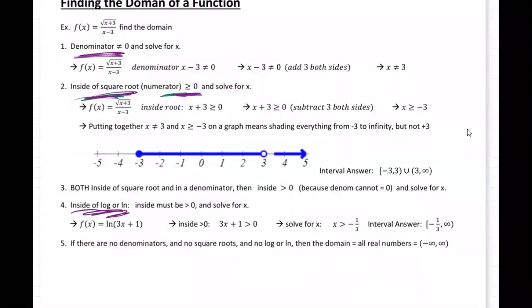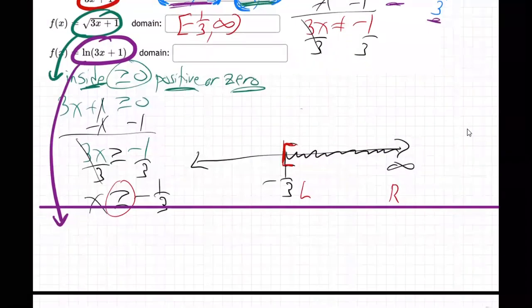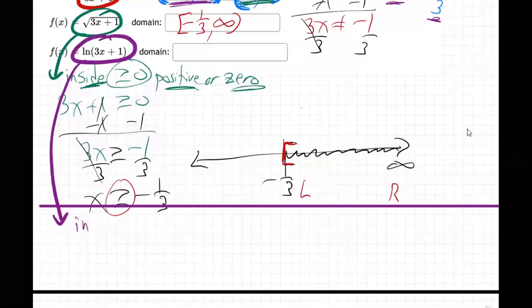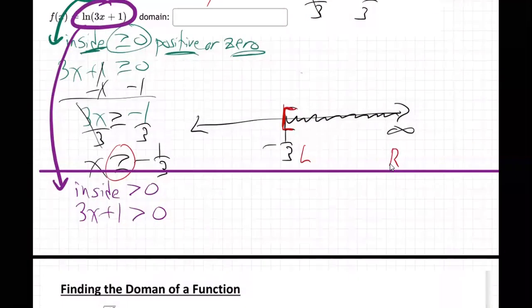Okay, so here's our log. The inside must be greater than 0. So if you have the inside, you set the inside greater than 0 and you solve. That's us. So I've got to say inside greater than 0. What's the inside? The 3x plus 1 greater than 0. Because that's the inside of the log. Solve that equation.